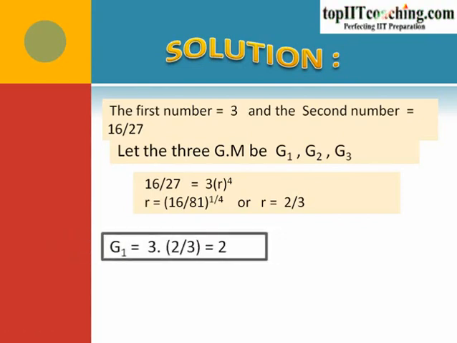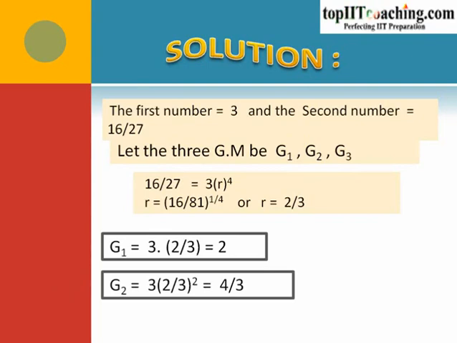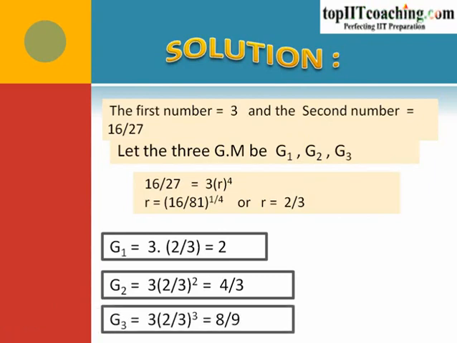So G1 would be equal to 3 into r, which is 3 into 2 by 3, and this gives the value as equal to 2. Similarly, G2 would be equal to 3 into r square, which is 2 by 3 whole square. Thus this becomes 4 by 3, and G3 would be equal to 3 into (2 by 3) whole cube, and this is equal to 8 by 9. Thus the 3 geometric means between 3 and 16 by 27 are 2, 4 by 3 and 8 by 9.